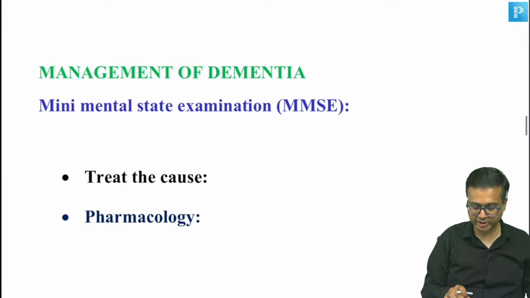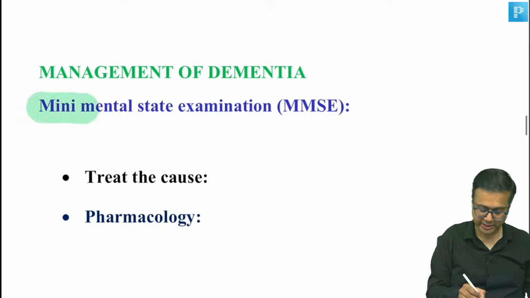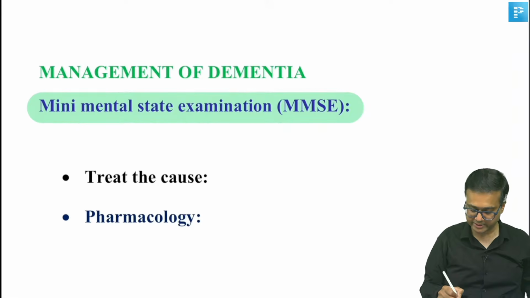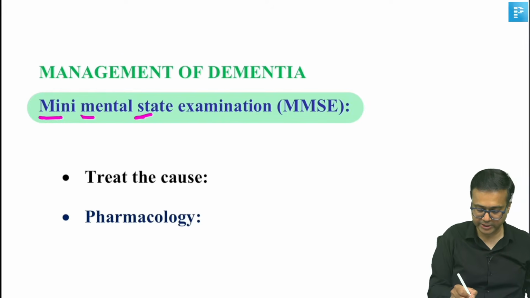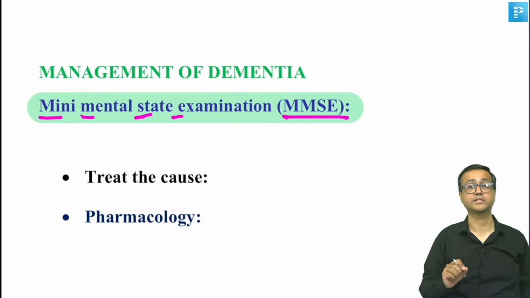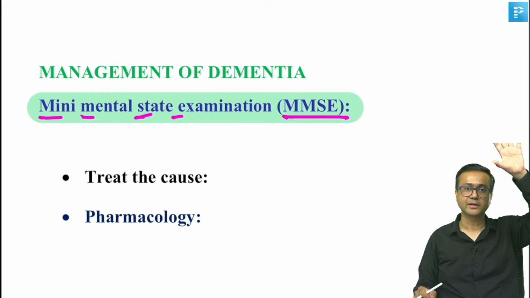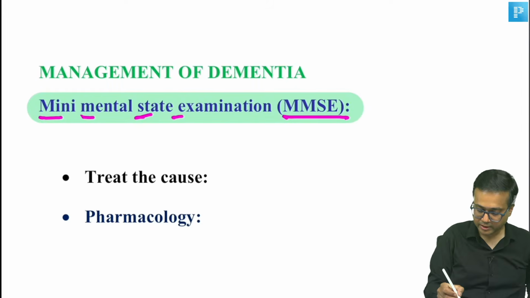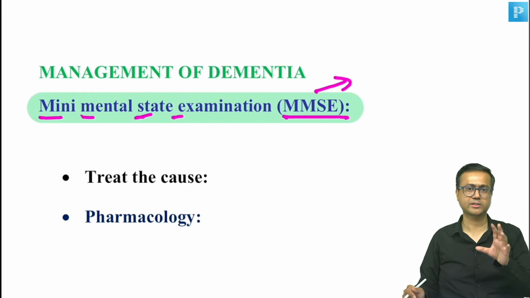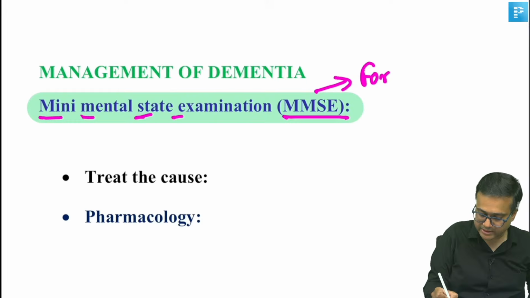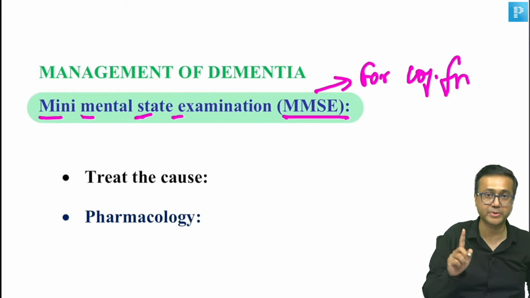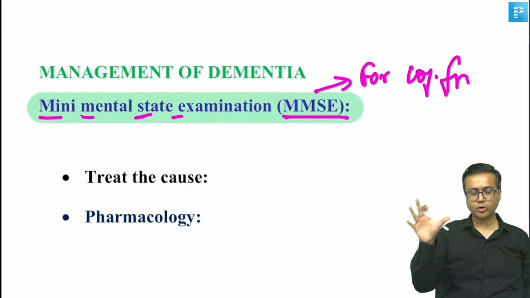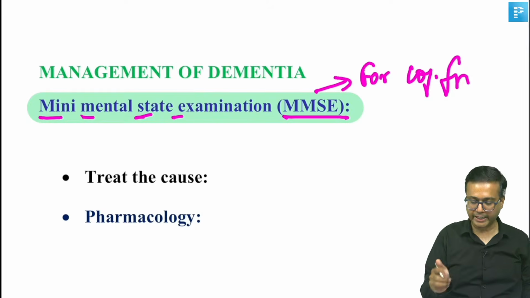In the management, one important screening tool which we can remember is the Mini Mental State Examination. This is MMSE, not MSE. MSE is the examination of a psychiatric patient. This is MMSE, a screening tool that hardly takes 10 to 15 minutes to apply. It is for assessing cognitive function. Please remember this point. We assess a lot of cognitive functions by MMSE and we get a total score.